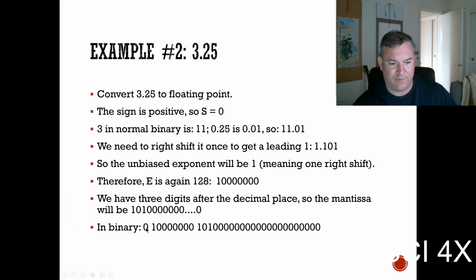Allen, please. So, sign bit 0, exponent is 1 and 7 zeros after it. Mantissa is 101 with all zeros following.